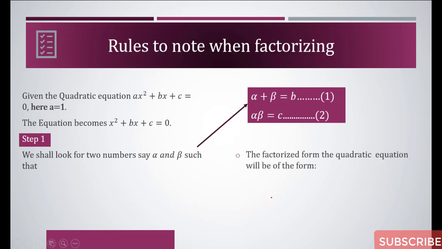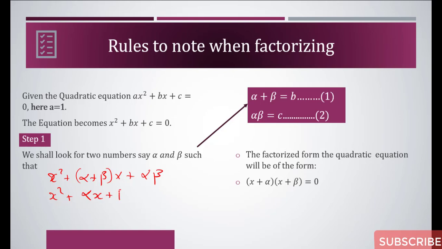When factorizing, the factorized form of the quadratic equation will simply be of the form x plus alpha times x plus beta. This can actually be derived by replacing x plus alpha into the equation ax squared plus bx plus c equals 0. If we replace that, we are going to get x squared, where b is alpha plus beta, all of that times x, plus c, which is alpha beta. And so expanding, we have x squared plus alpha x plus beta x plus alpha beta equals 0.